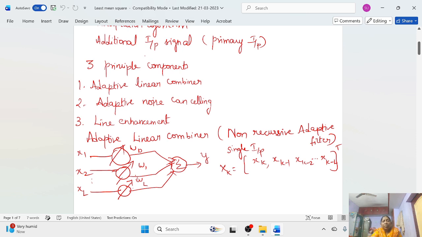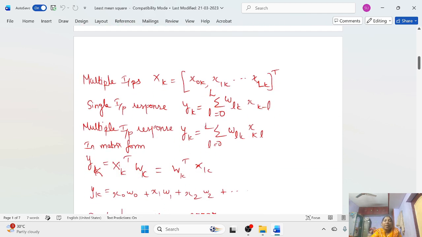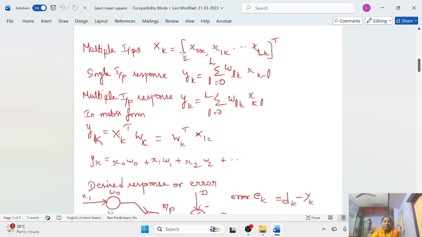Now, if we want to represent a single input, we can represent it as xk equals xk, xk minus 1, that is the previous sample with a delay of 1, xk minus 2, the previous sample with a delay of 2, and so on till xk minus L, the whole transpose. If you want to represent multiple inputs, we can represent them as x0k, x1k, x2k, x3k, up to xLk, the whole transpose.